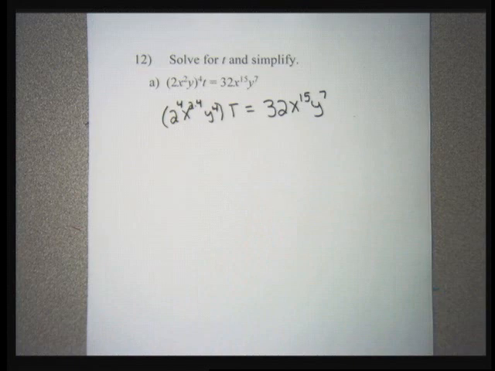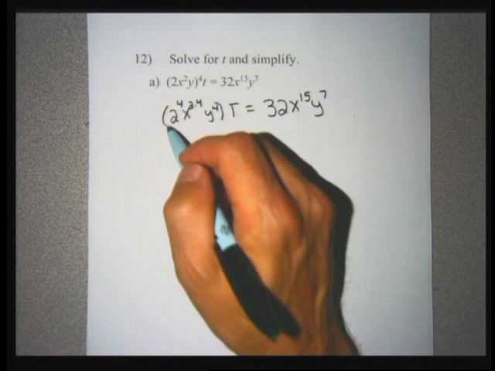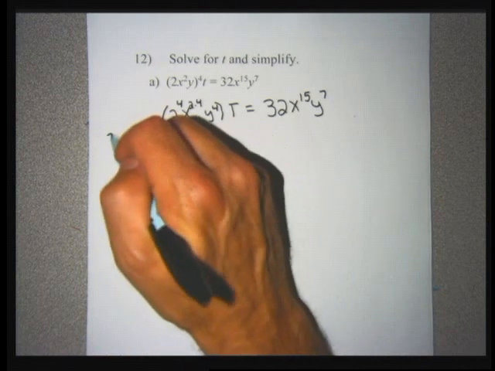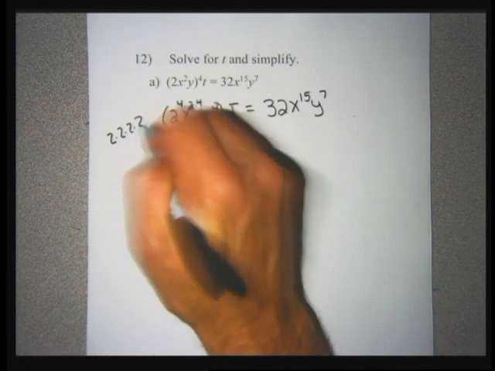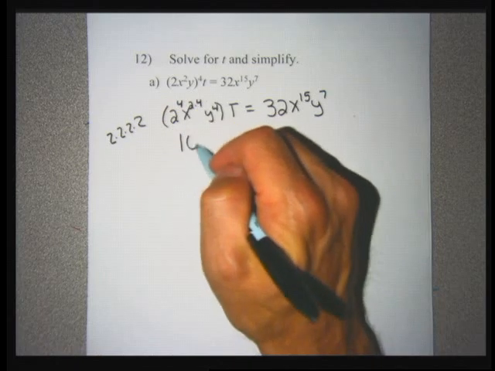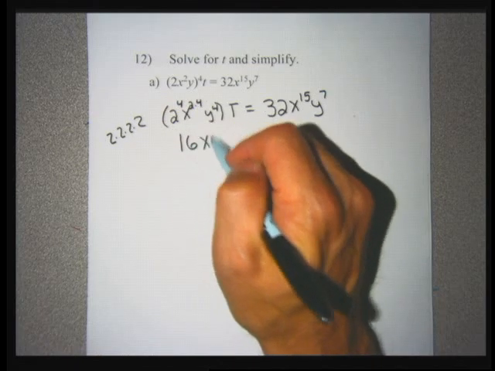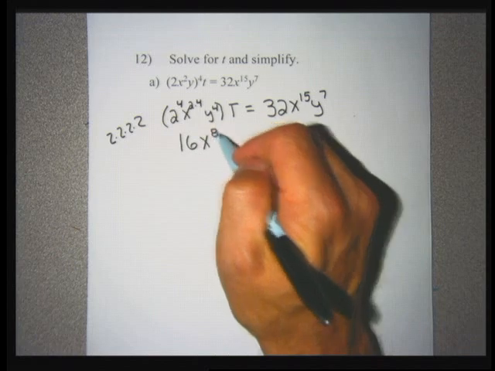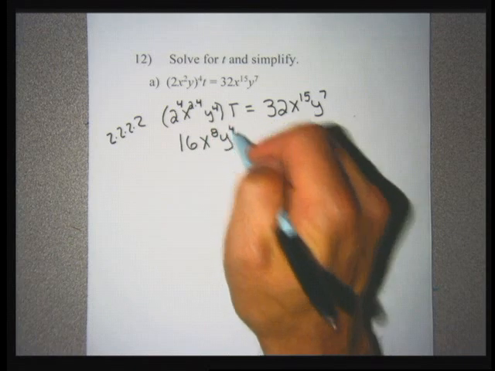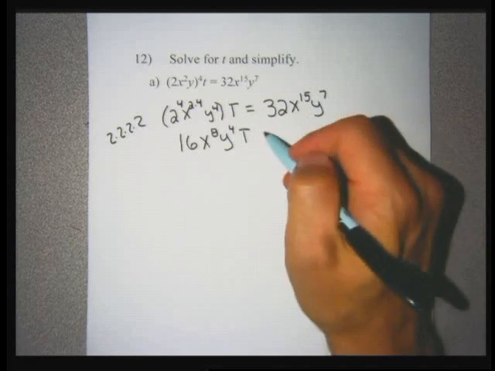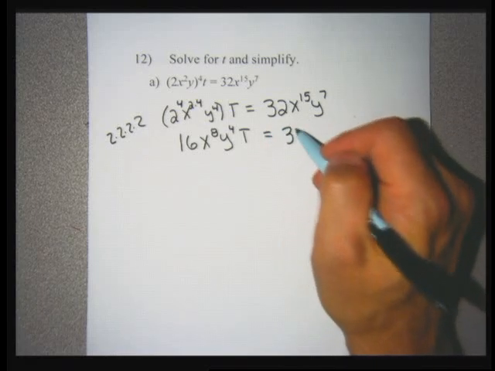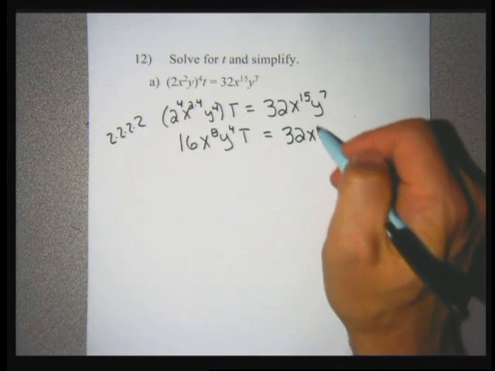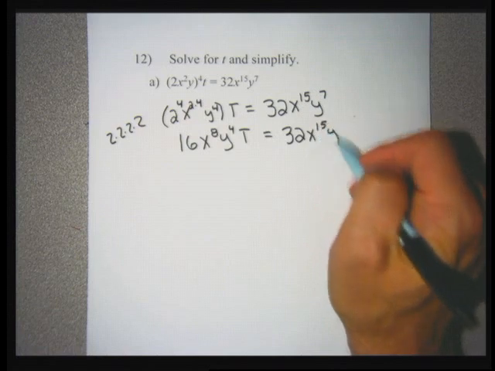Now I'm going to write a line, and I'm not going to write a parentheses anymore. I've kind of took the real need for the parentheses away when I got rid of that exponent of 4. 2 to the fourth power is 2 times 2 times 2 times 2, and I'm going to write 16 for that. For the x exponent, I'll multiply the exponent to get x to the 8th, and then I'll have y to the 4th and my t that I'm trying to solve for. This makes it so it's not going to be too bad to get t solved for.